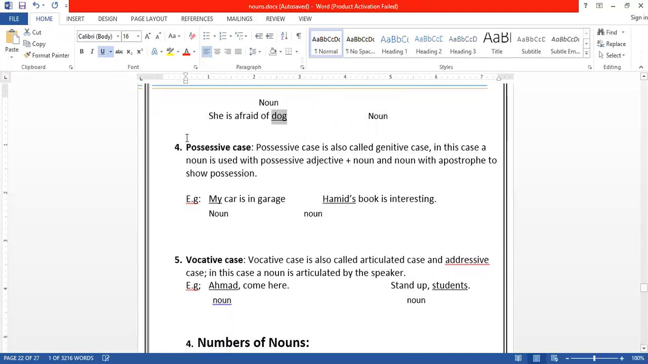The fourth case of noun we have is called the possessive case, or you can also call it the genitive case of noun. In this case, a noun is used with a possessive adjective, or when a noun is used with another noun with an apostrophe, that is called the possessive case of noun. Can you see here? This is my car. My is a possessive adjective, car is a noun. So my car, this case is called the possessive case of noun. Or for example, here, Hamid's book. Book is a noun, and Hamid's is the possessive case of noun.